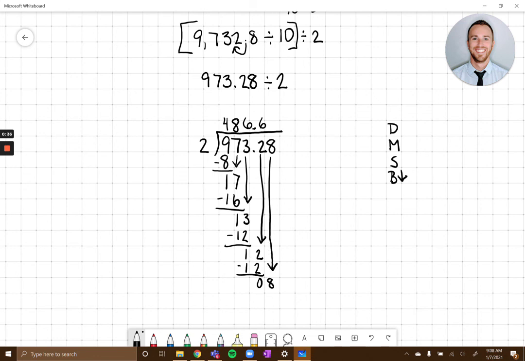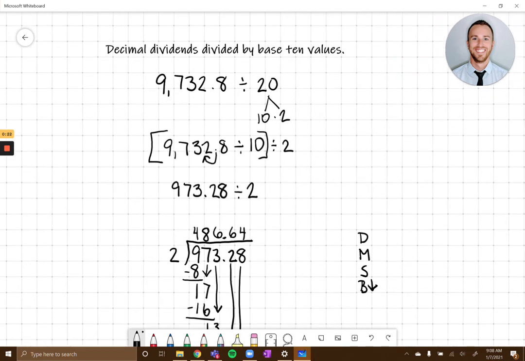And how many times does 2 go into 8? 4 times. 2 times 4 is 8. I subtract, and I get nothing remaining. So my final answer, and this is going to be the answer to both problems, for 9,732 and 8/10 divided by 20 is 486 and 64/100, or 486.64. So we can divide by base 10 values by splitting those up and dividing by 10 and then dividing by the other number.